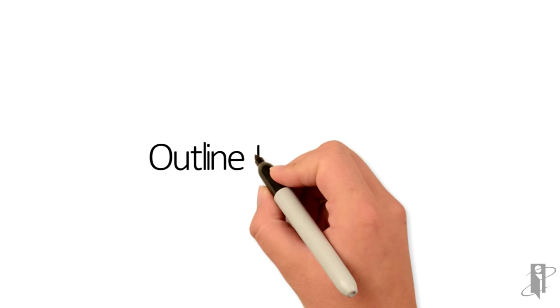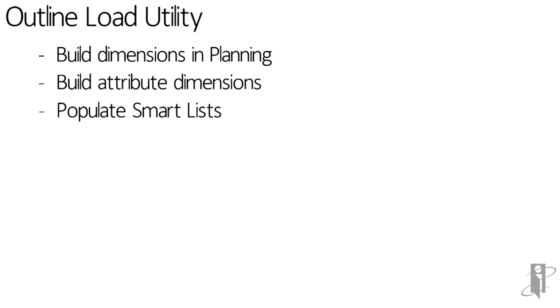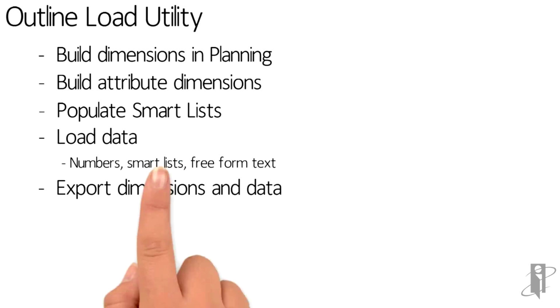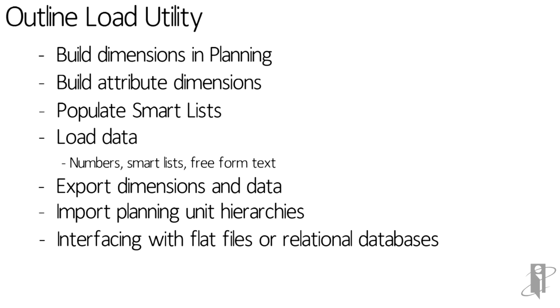The Outline Load utility has been around for several versions, and you can do a number of different things related to metadata within the planning application. You can build dimensions, you can build attribute dimensions, you can populate smart lists, you can load data, you can export dimensions and data, you can import planning unit hierarchies if you're using the approval process, and much more. You can interface data using flat files or, in recent versions, directly with relational databases.